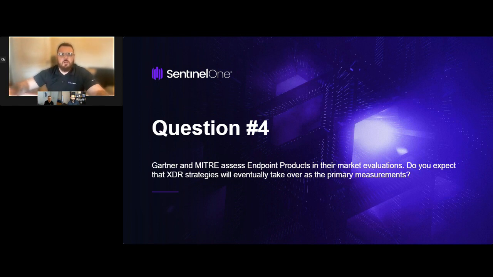So no secret, Gartner Magic Quadrant, MITRE ATT&CK framework, testing. Those two organizations do different levels of assessments, specifically really focused in on endpoint and EDR technologies. Do you expect XDR or the security data lake movement to start to influence both of those evaluation types and really take over as the primary measurement? What's your view on where that part of the industry is going?